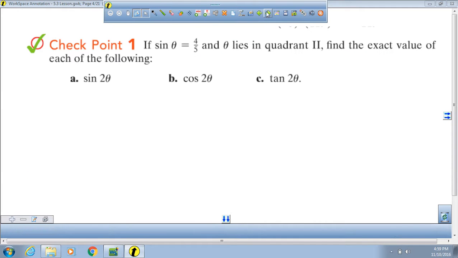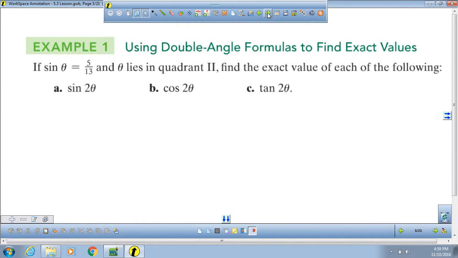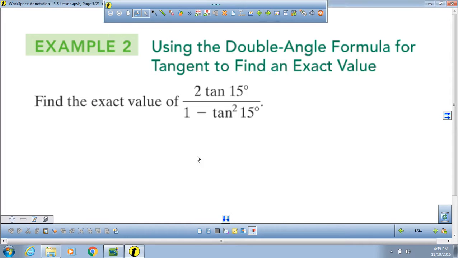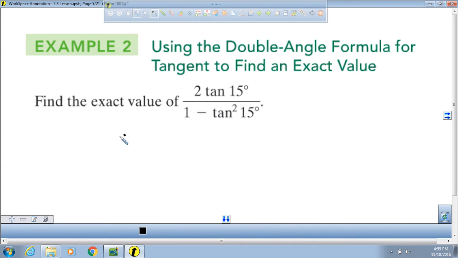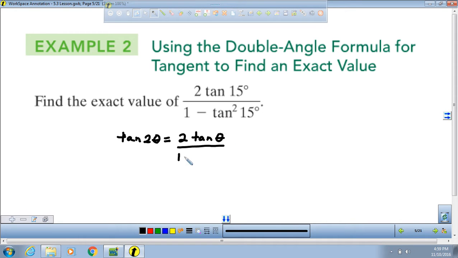The last problem we did in class was example 1. So now we are going to start with example 2. So right here, the formula for the double angle for tangent tells you that anytime you have tangent of 2 theta, that is going to be equivalent to 2 tangent of theta over 1 minus tangent squared of theta.